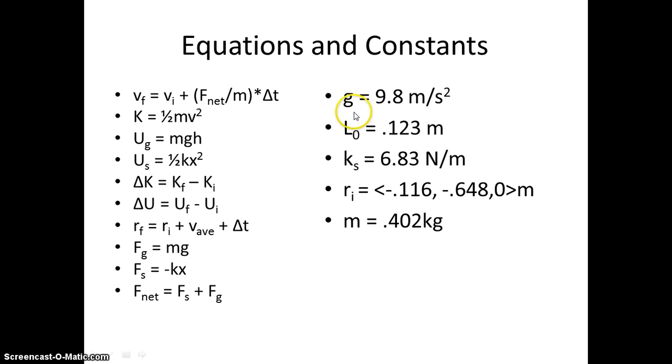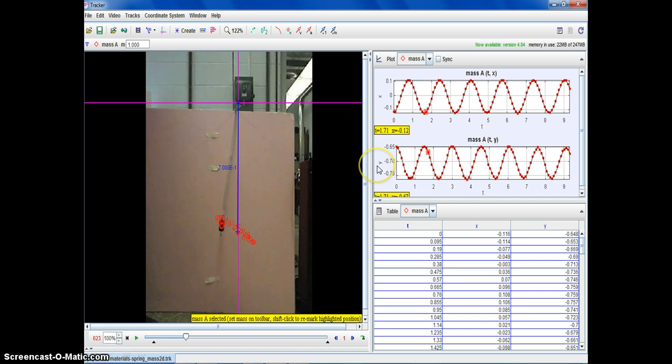The constants: gravity, 9.8 meters per second squared. The length of the spring is 0.123 meters. The spring constant is 6.83 Newtons per meter. The initial position of the ball before it's released and set in motion. And the mass of the ball is 0.402 kilograms.